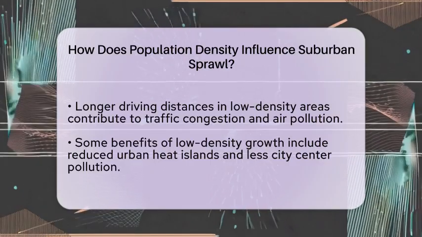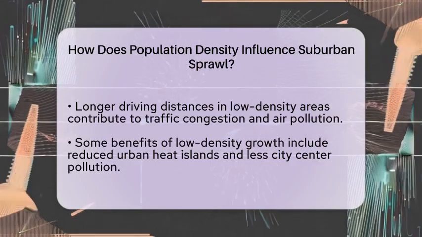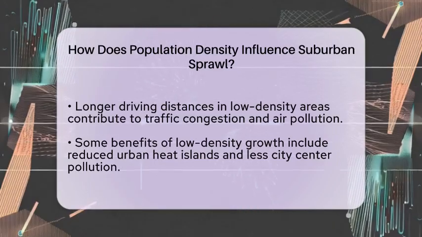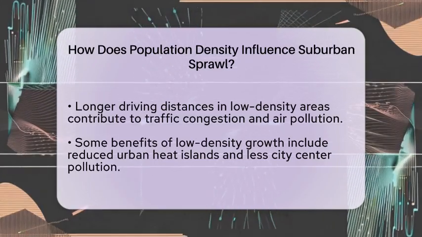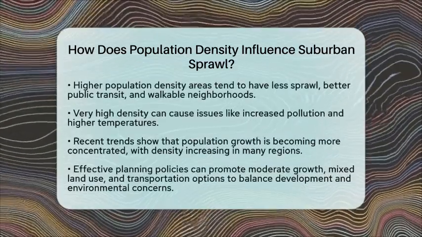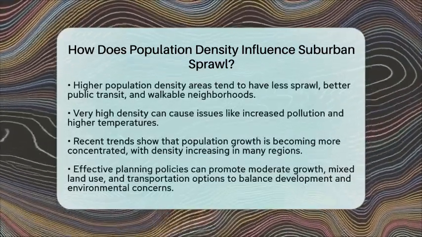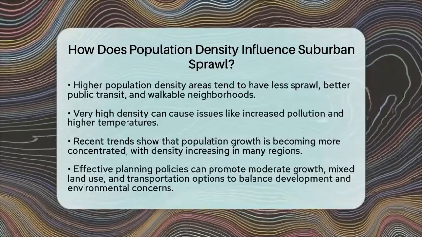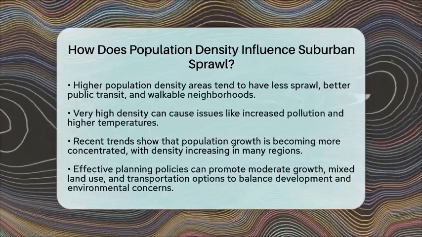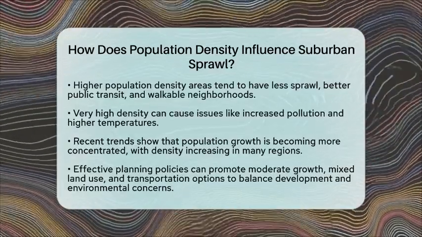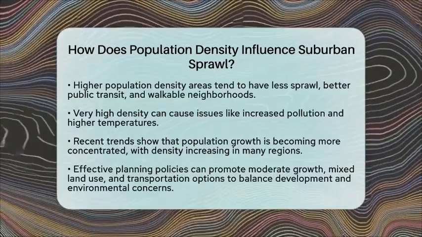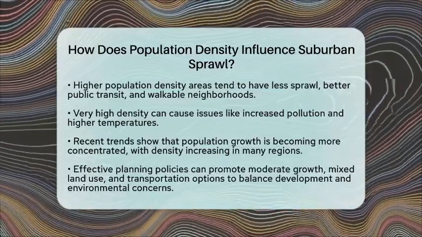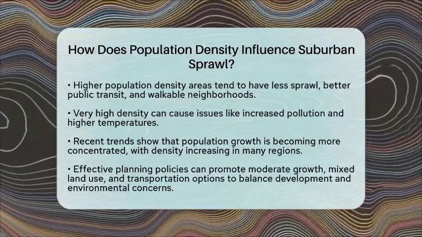When many people live close together, cities can build more efficient public transportation, create neighborhoods with shops and parks nearby, and make walking easier. But very high density can also cause problems like more pollution and heat. Recent data shows that while cities and suburbs keep growing, the overall population density in many areas is increasing. This suggests that growth is becoming more concentrated rather than spreading out endlessly.